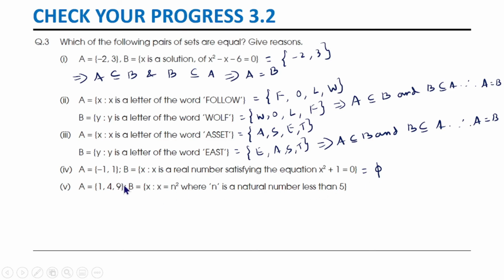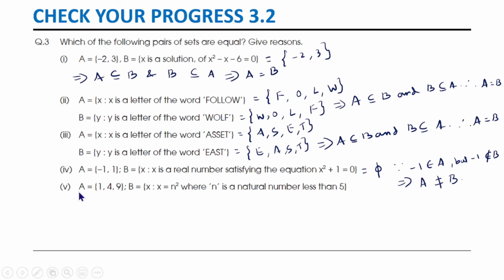So here we can see that -1 belongs to A. Since -1 belongs to A, but -1 does not belong to B, this implies A is not a subset of B. So A is not equal to B.